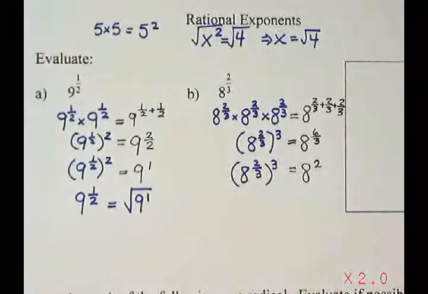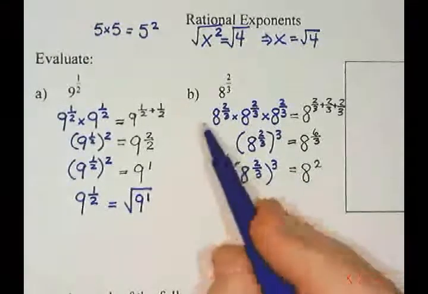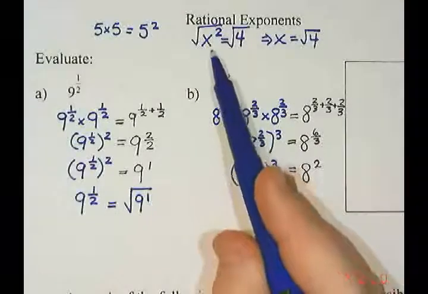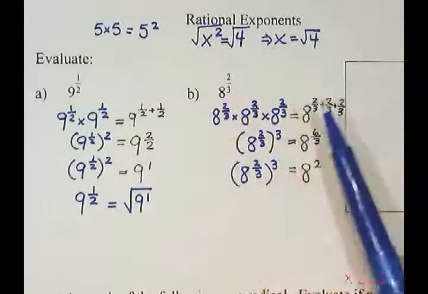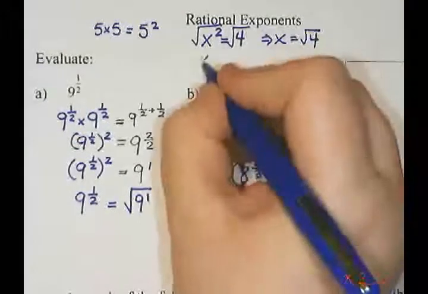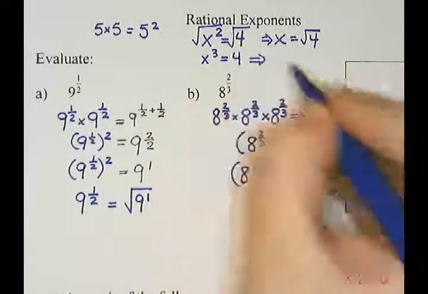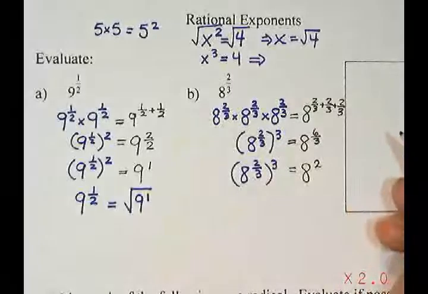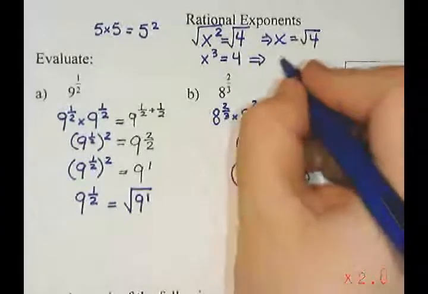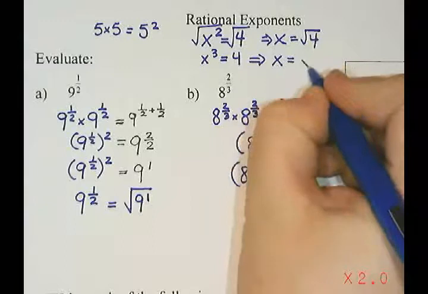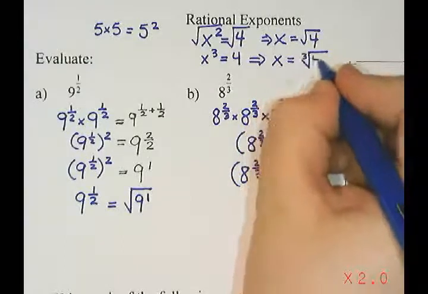Now something that may be a little new to you: just like when you have a square, we move the square to the other side by doing a square root. If I had an x cubed, I could take it to the other side not by doing the square root, but by doing the cube root. So I would say x is the cube root of 4.